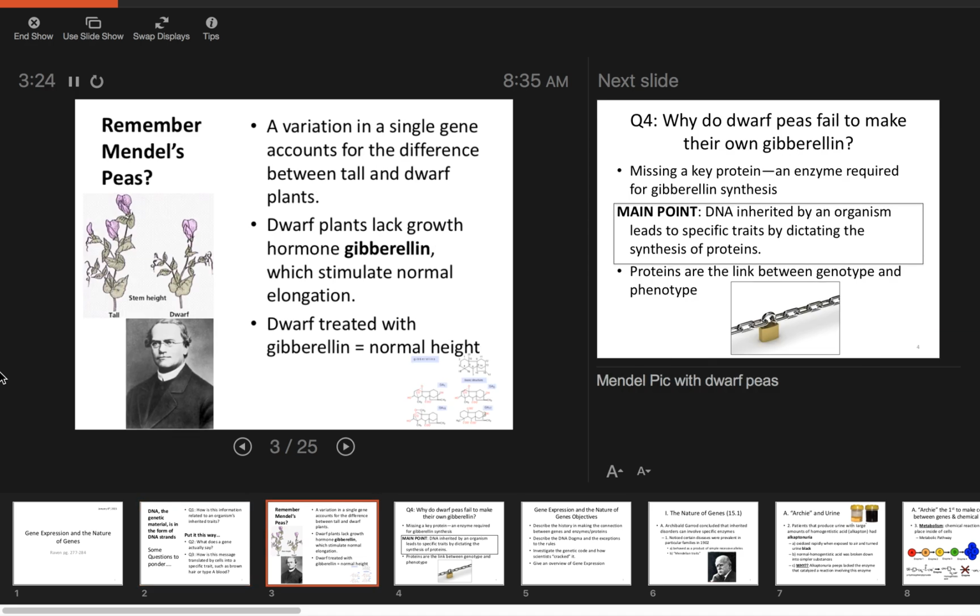So remember Gregor Mendel and his pea plants, he was looking at height in one of the 7 traits, tall versus short, in this case dwarf. A variation in a single gene can account for these 2 differences. People started to analyze the dwarf plants and ask, why is it short? They found out that these dwarf plants lacked the hormone gibberellin, which helps with elongation of cells. So they took the dwarf pea plants, treated them with gibberellin, and they were no longer dwarf, they were tall. This is kind of the first piece of evidence that shows that genes code for chemicals, maybe a protein, an enzyme, or in this case, a hormone.